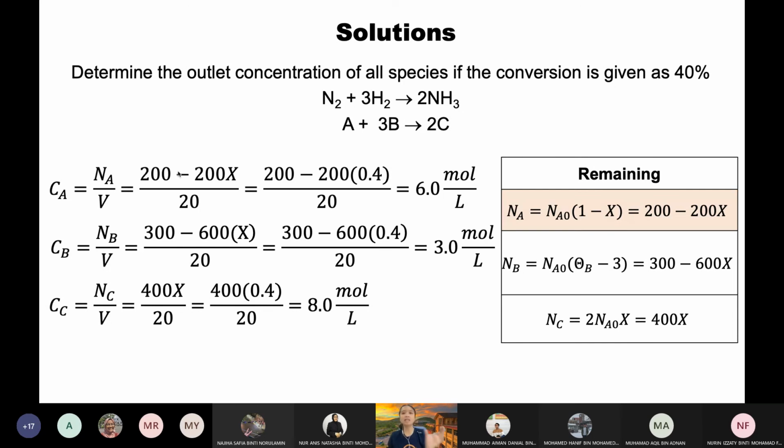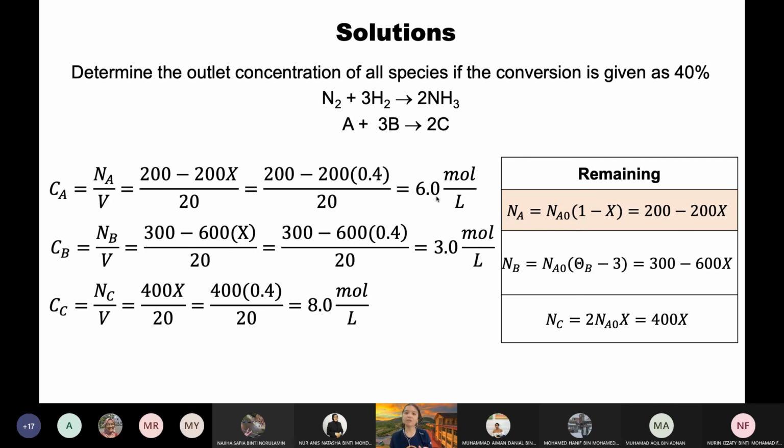Okay, so daripada table, sebab tu kita buat table, daripada table kita tahu number moles of A is 200 minus 200X. So I replace NA sama dengan 200 tolak 200X. Volume reactor saya ganti dengan 20 liter. Kita tahu kan daripada soalan, the volume of reactor was 20 liter. I replace my X with the conversion. Dalam soalan B, dia told us the X is 0.4. So I replace my X with 0.4. I calculate, I get my CA as 6 mole per liter.